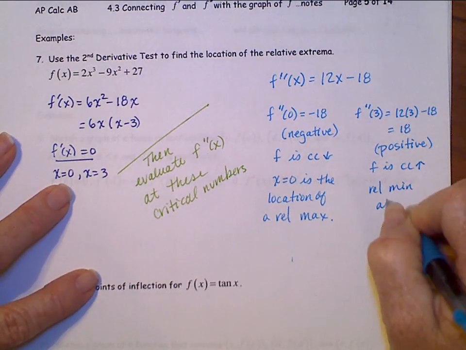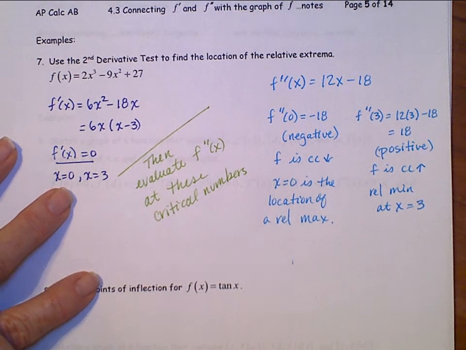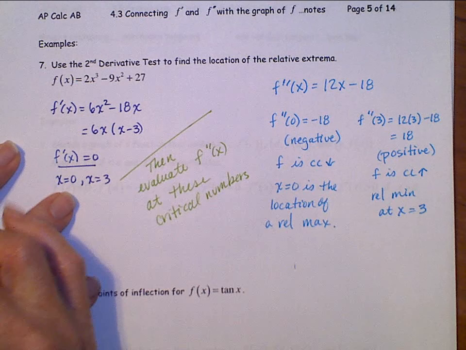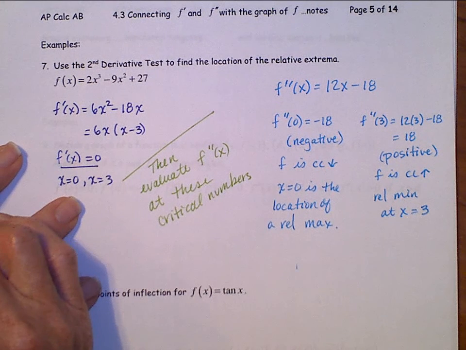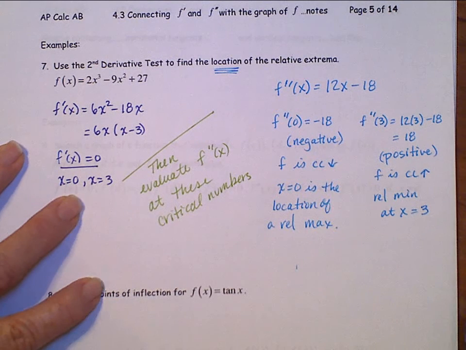at x equals 3. It did not ask you for the value of the maxima or minima. It only asked you to find the location. The location is x values.